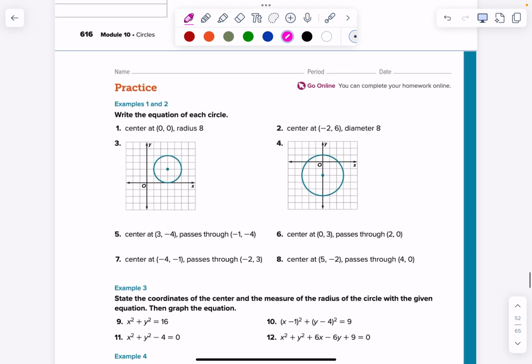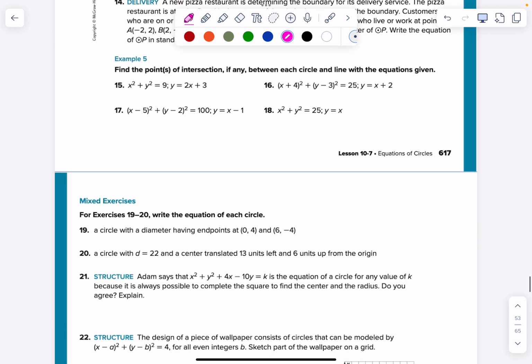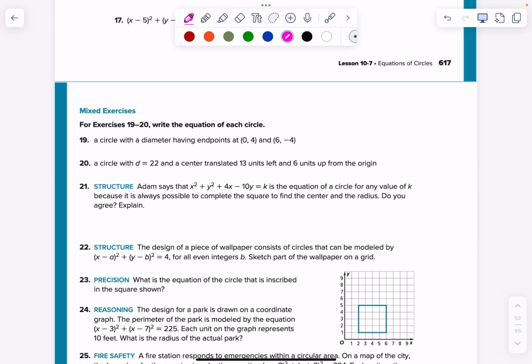Okay, go 1 through 12 all. Okay, good. We're done.